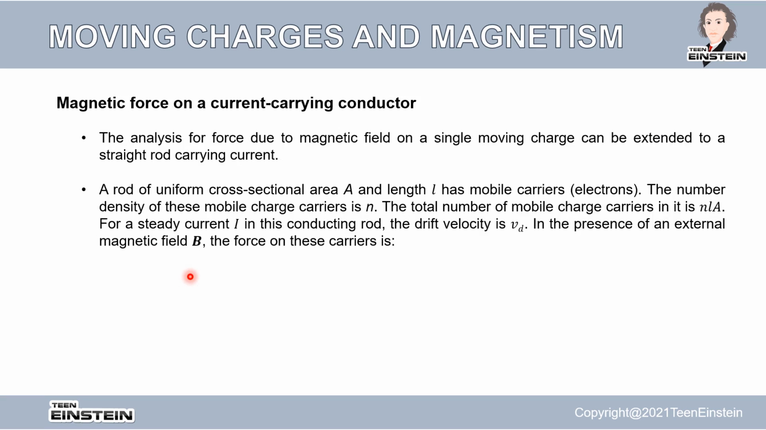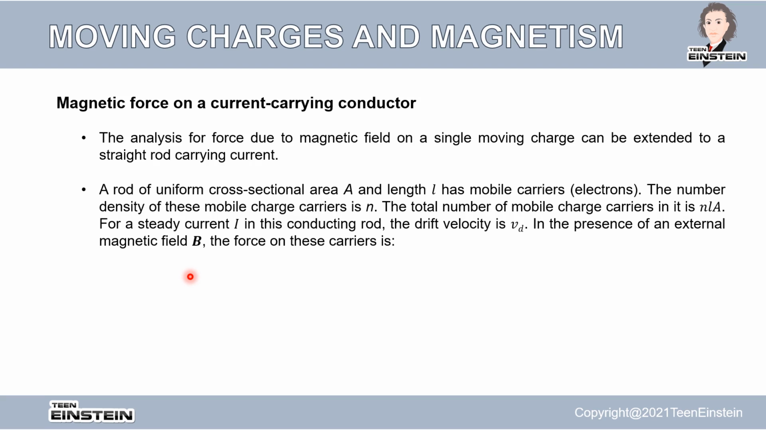Okay, so now we will see what happens to the magnetic force on a current carrying conductor. So we talked about a single charge which is moving. A single charge which is moving gives rise to a magnetic field, and also gets affected by a magnetic field, and that force is given by the Lorentz force.